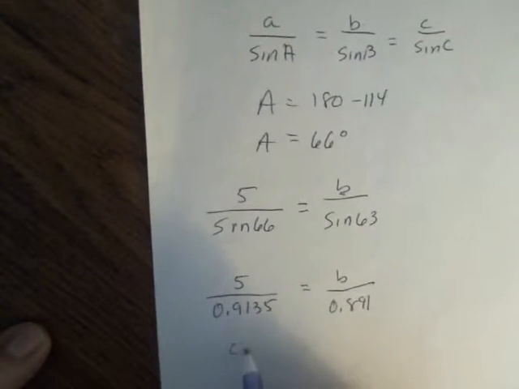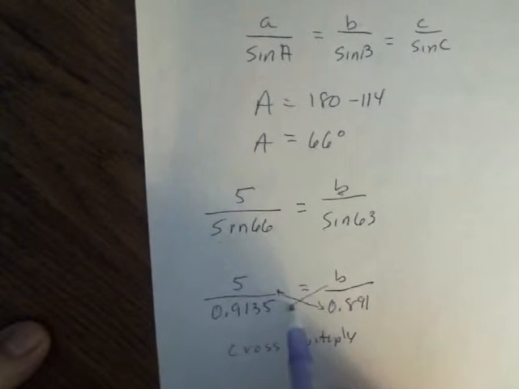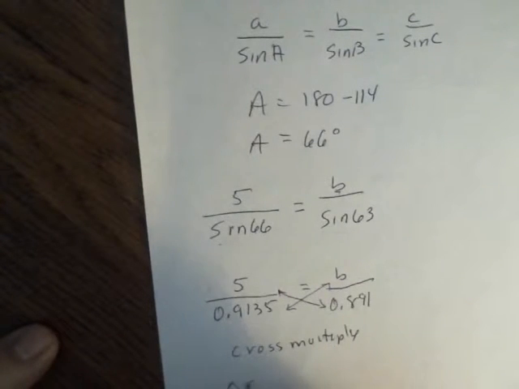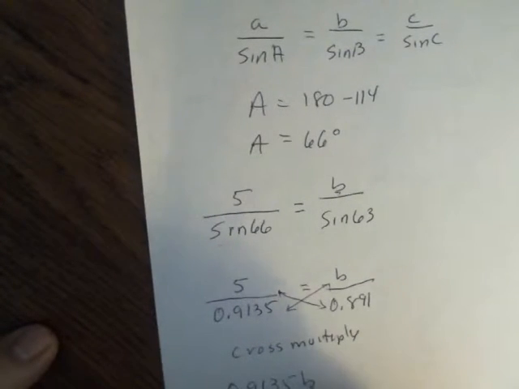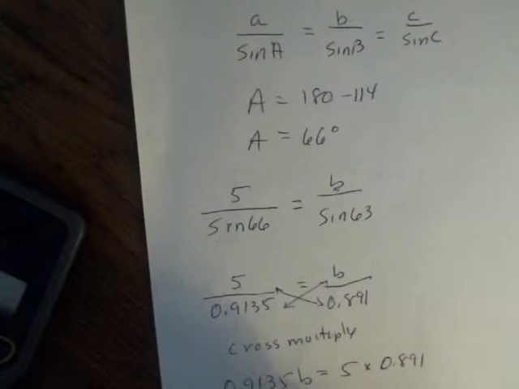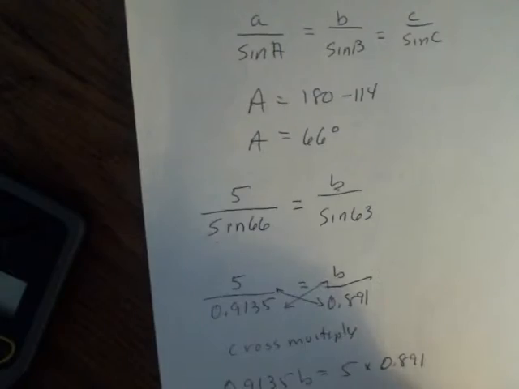So from here, you cross multiply, which means I take 5 times the 0.891 and B times the 0.9135. So I'm going to get 0.9135B equals 5 times 0.891. So I take 5 times 0.891 and I get 0.9135B equals 4.455.